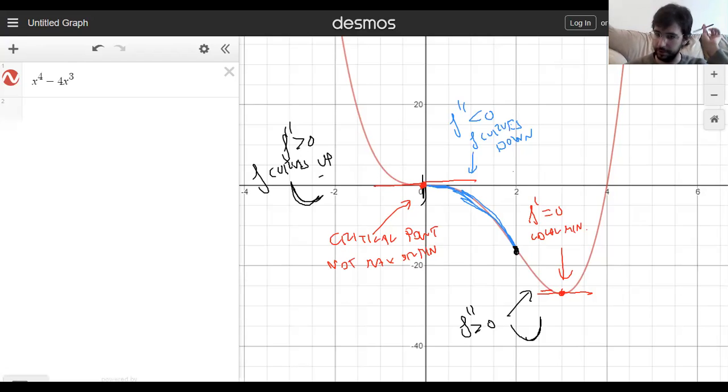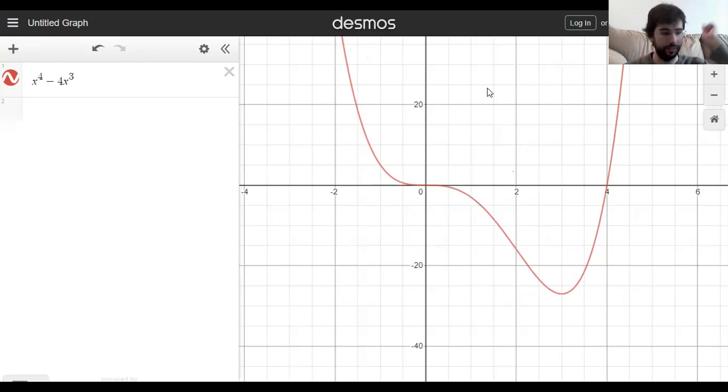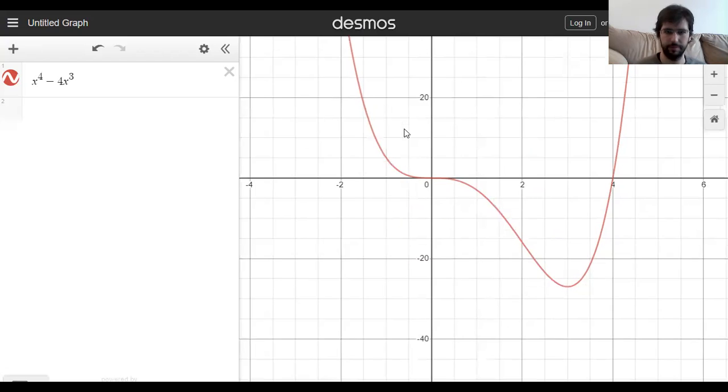So the critical points are points of inflection? Well, I'm about to tell you what a point of inflection is. A point of inflection is a place where the function changes curvature. So it goes from concave up to concave down, or the other way around. So here, this is a critical point. This is a point of inflection.